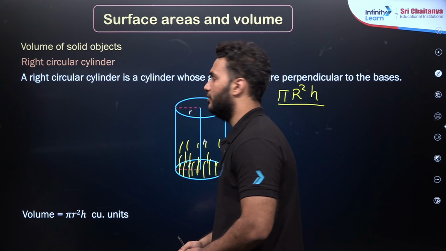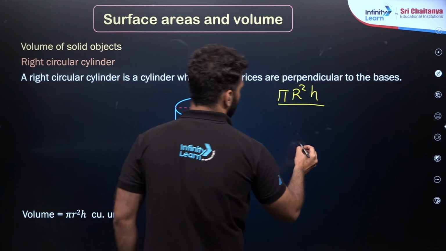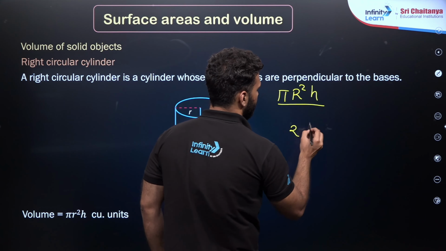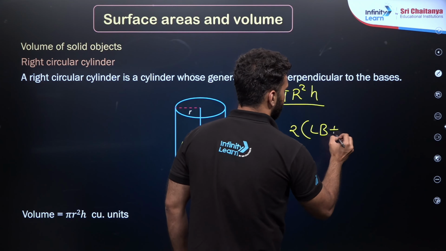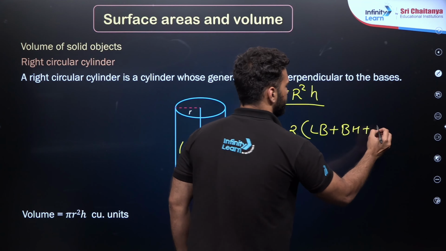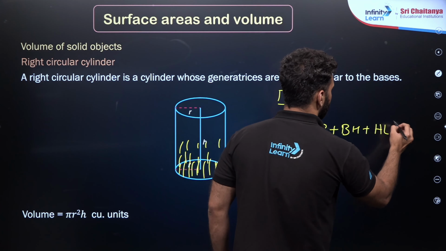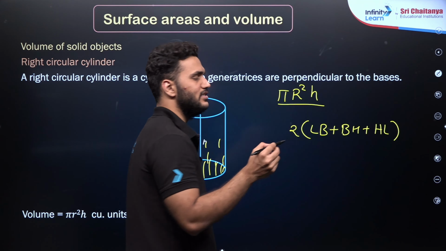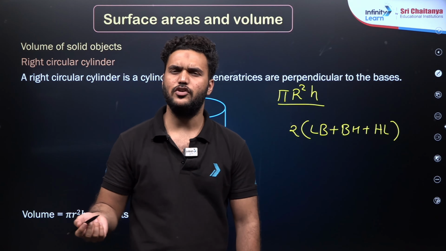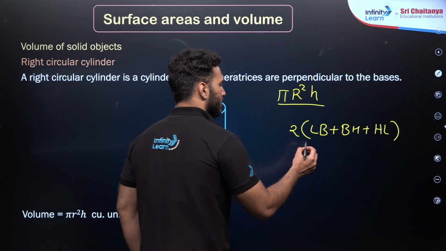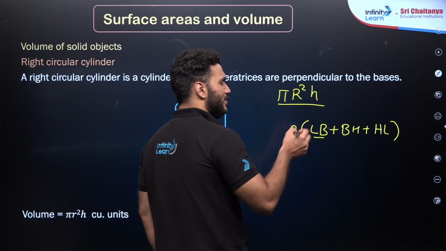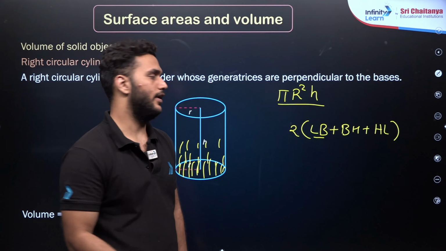Okay, let's take the area of a cuboid. What is the area of a cuboid? 2 into length into breadth plus breadth into height plus height into length. As you can see, the area is in centimeter square, meter square, kilometer square. Why? Because in the formula, every term is nothing but length square.